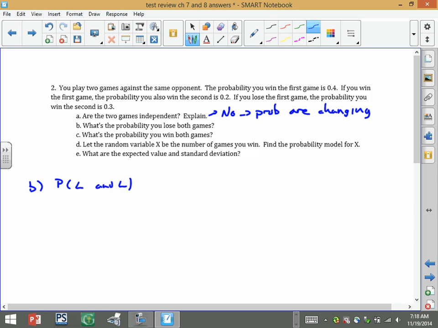B, what's the probability you lose and you lose? So the probability you lose the first game would be 0.6, right? That's 1 minus 0.4. Goes up here. And then if you lose the first game, the probability you win the second is 0.3, which means the probability that you lose again is 0.7. So it's 42% chance that you lose both games.